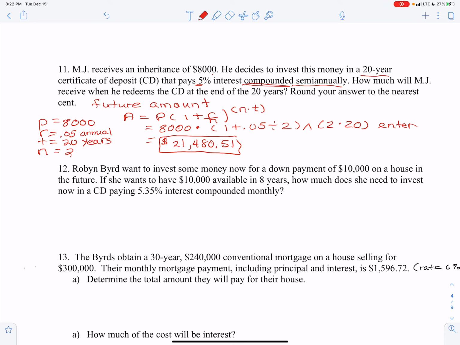Robin Bird wants to invest some money now for a down payment of $10,000 on a house in the future. If she wants to have $10,000 available in 8 years, how much does she need to invest now in a CD paying 5.35% interest compounded monthly? Okay, so what she wants to find is how much should she invest now? So the present value.